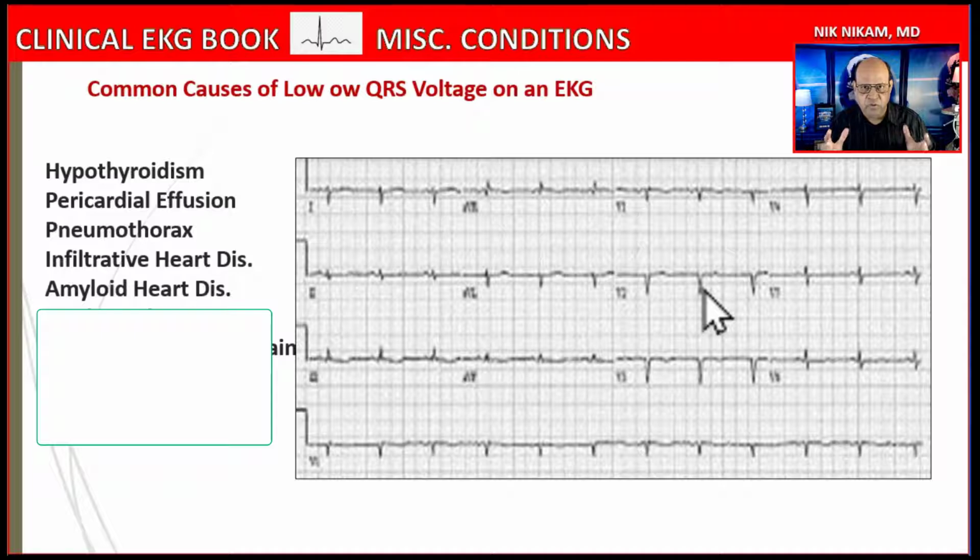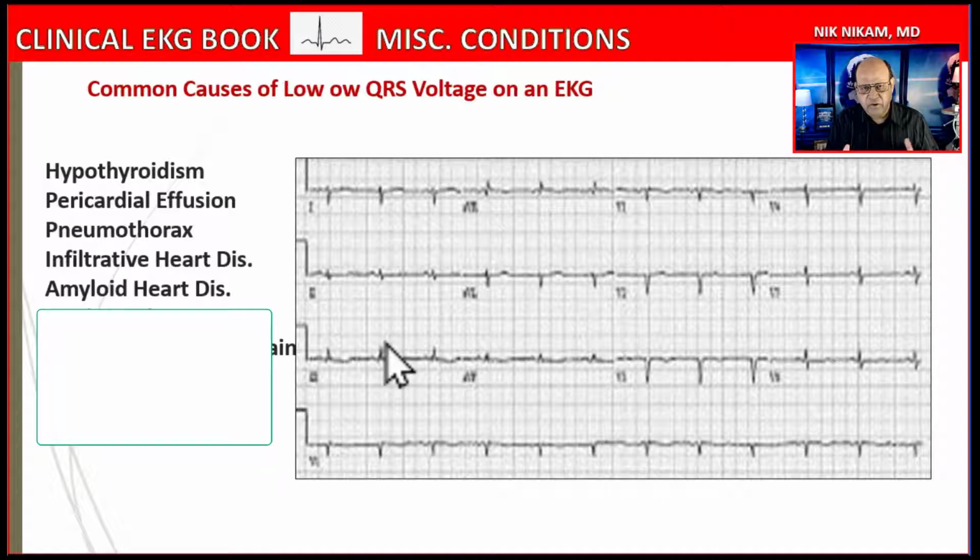It's considered low voltage. When you are looking at low voltage, there are a number of conditions that can cause it, like hypothyroidism, pericardial effusion, pneumothorax, infiltrative heart disease, amyloid heart disease, lead misplacement. If you have a dextrocardia, you're going to have low voltage on the left side. Improper voltage gain: it should be 10 millimeters, and if it's half standard, you're going to see low voltage. Standardization. Digitalis can cause low voltage.